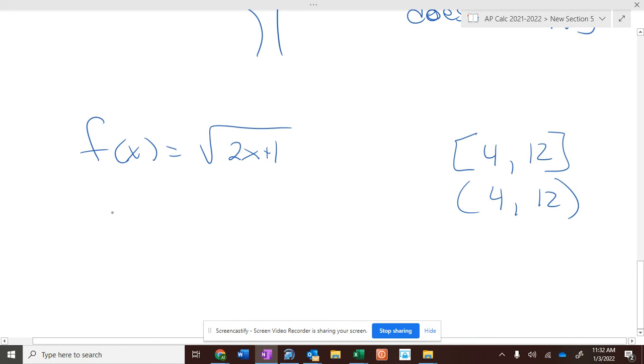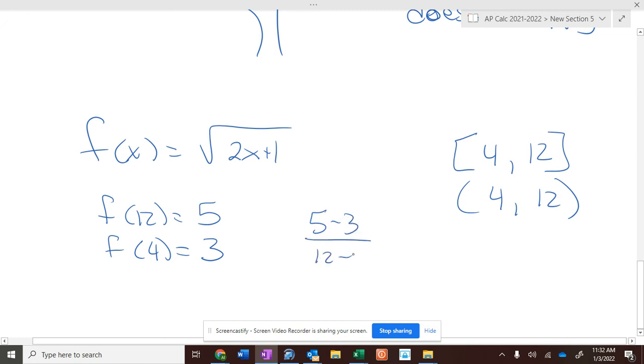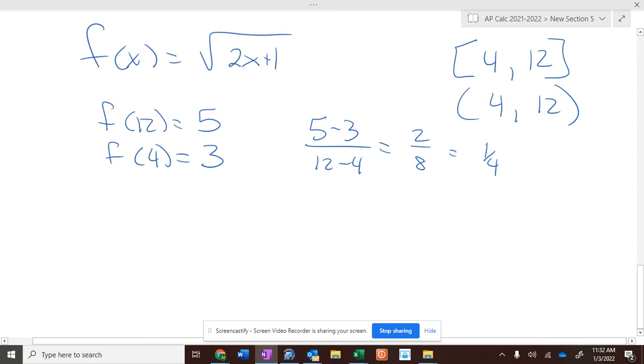So what do we have to do first? Well, we have to take f of 12, which we just said was 5, and f of 4, which we just said was 3, and go 5 minus 3 over 12 minus 4. What's 5 minus 3? 2. 12 minus 4? So we get 1/4. So then we have to set the first derivative of this equal to 1/4. What's the first derivative of that?